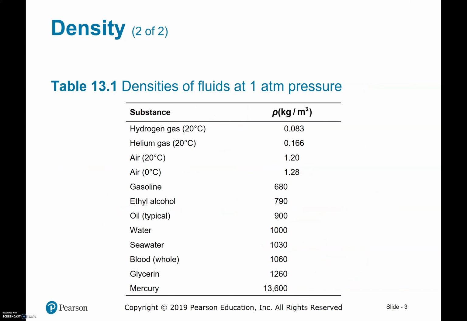So here are values of density. So you have hydrogen, helium, air at 20 degrees and air at 0 degrees. You see it's more dense as you lower the temperature. Gasoline, alcohol, oil. You see oil is 900 kilograms per meter cubed, and then water. This is why oil floats in water. Seawater has salt that makes it a little heavier. Blood is a little heavier than water. Glycerin and mercury. This guy is very heavy.